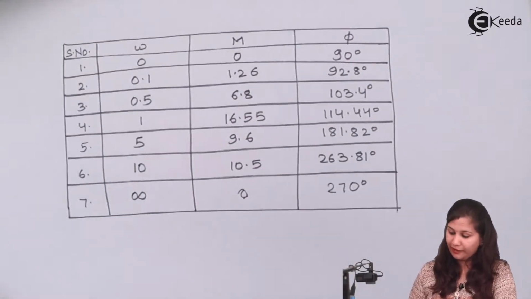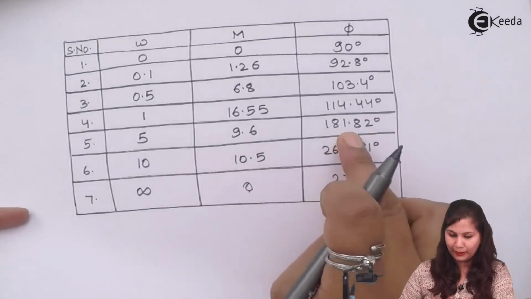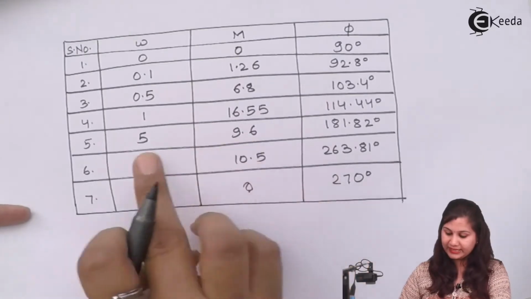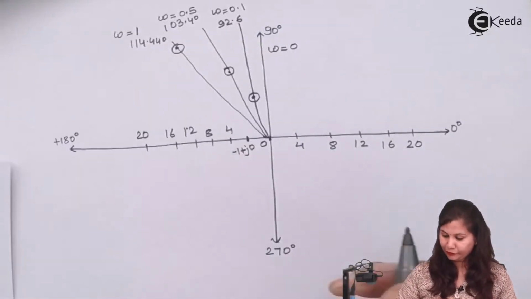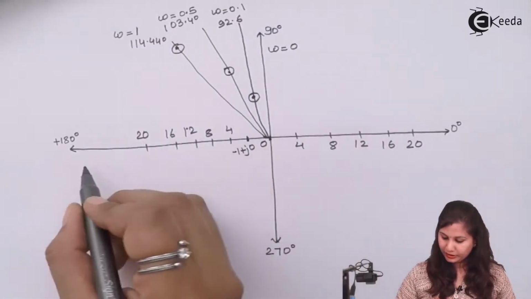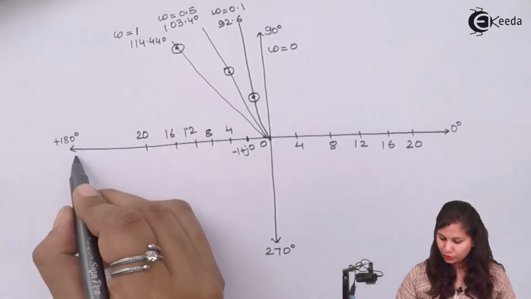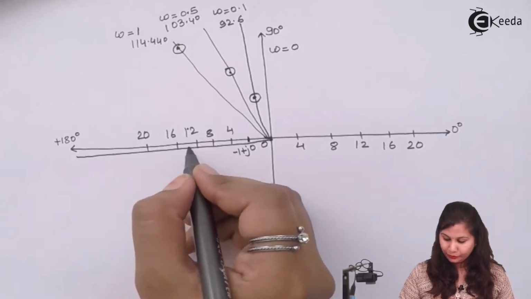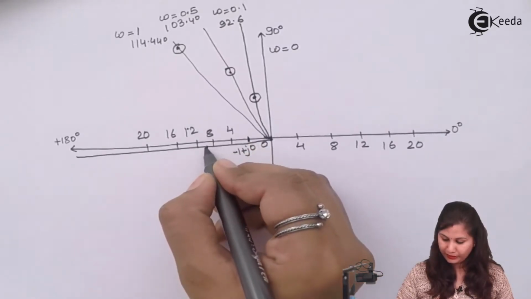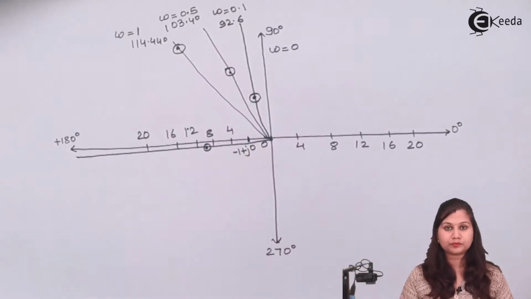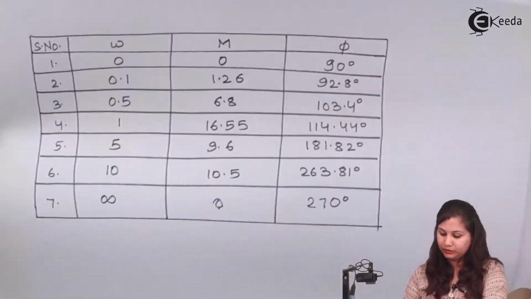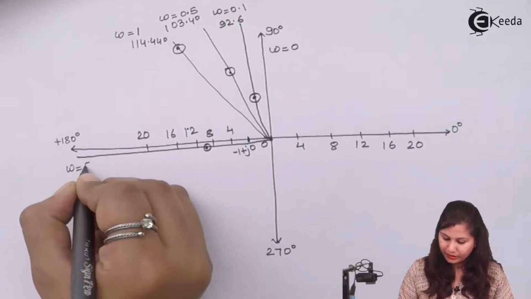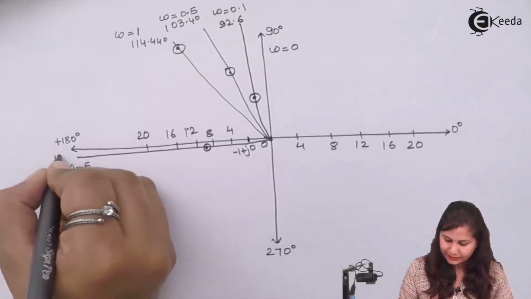Now the next we have, the angle is 181.82 and the magnitude is 9.6 and frequency is 5. So 181.82 will be just close to it. And the magnitude is 9. So the point is here somewhere. Now the frequency was omega equals to 5. So we will write omega equals to 5 here and the phase angle here.